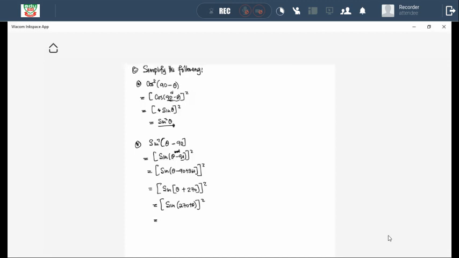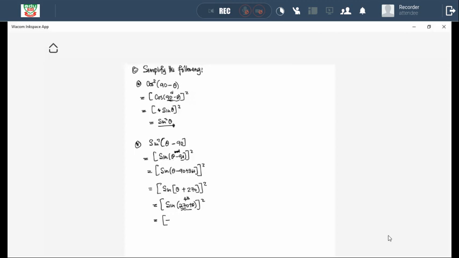Simplify: what is sine of 720 plus theta? I'm simplifying. First things first, identify the quadrant. Where is this? This is actually the fourth quadrant. If you go back to your first classes, you realize that this is in the fourth quadrant. What is sine in the fourth quadrant? Obviously, it's negative.